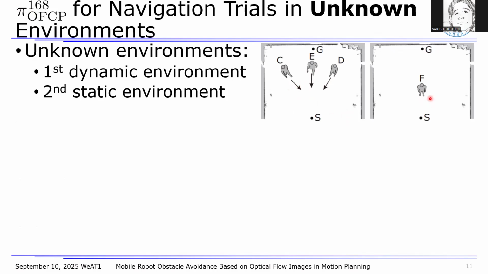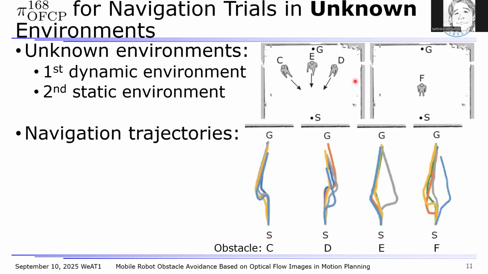In the second environment, the person is standing at position F, located 5 meters ahead of the start position, serving as a static obstacle. The optical flows of dynamic obstacle E and static obstacle F are relatively smaller compared to the other two dynamic obstacles, C and D. The robot was not instructed to avoid these obstacles, so these environments with the obstacles are unknown to the robot. As a result, the robot successfully achieved autonomous navigation, including obstacle avoidance in all trials, as can be seen from the navigation trajectories.